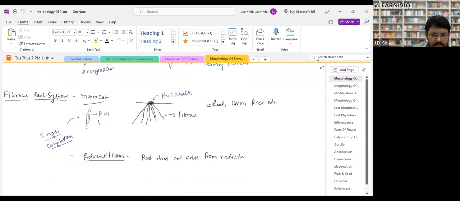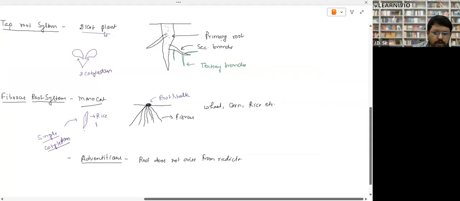Look, everything is in front of your eyes. I have told you that there are two types of root system. There is the tap root system, found in dicot plants, right? In tap root system, there will be primary root, then secondary root, then tertiary root. So these kinds of roots will be found.